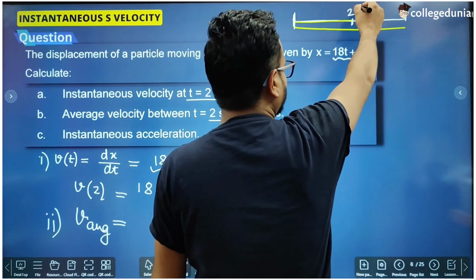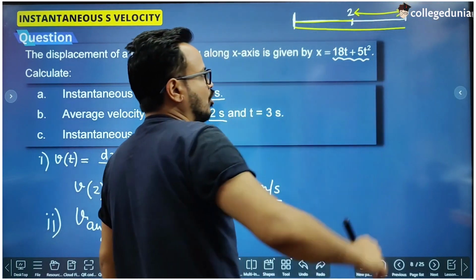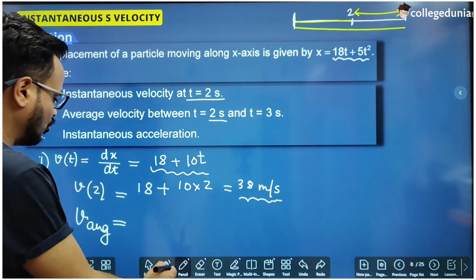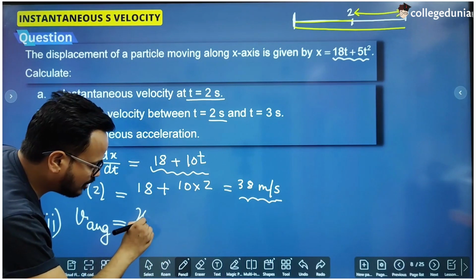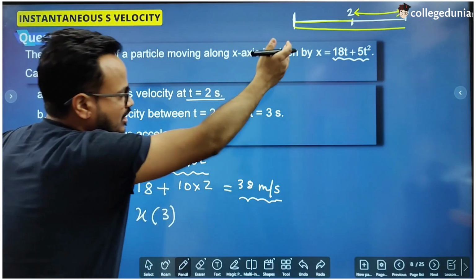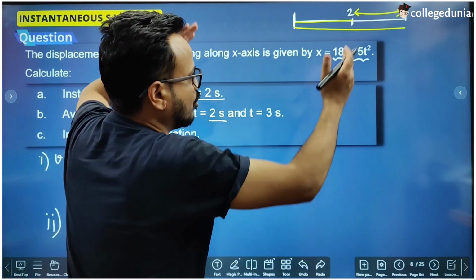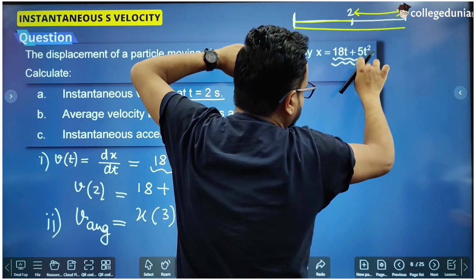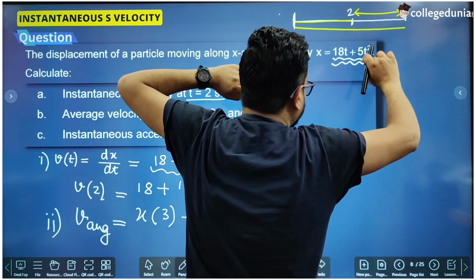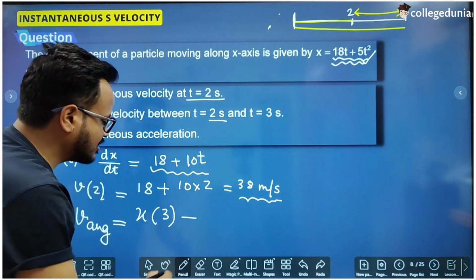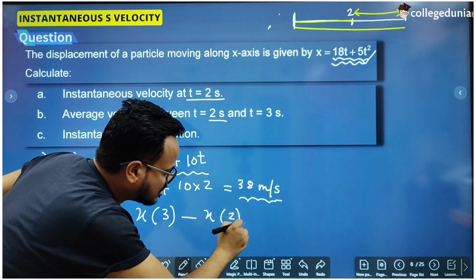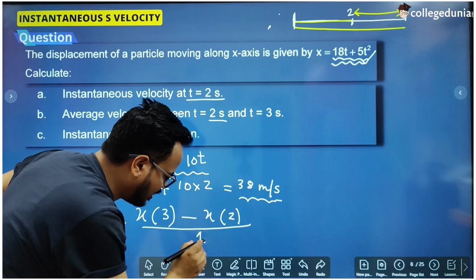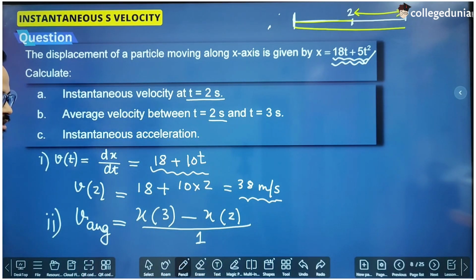So we need this distance which the body has traveled in moving from this point to this point in this 1 second, right? So to find this distance, we will put 3 here and then minus, from this distance we have to subtract this distance. This will come after putting t equal to 2 in this equation, and this whole will come after putting t equal to 3 in this equation, which is the function x. So x3 minus x2 divided by 3 minus 2, which is 1 second. So this is the total displacement by total time from 2 to 3.